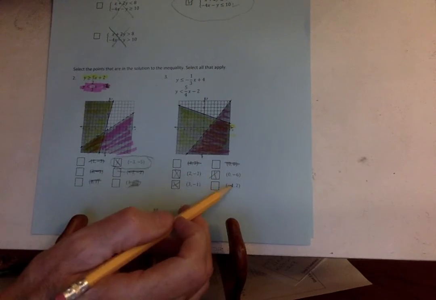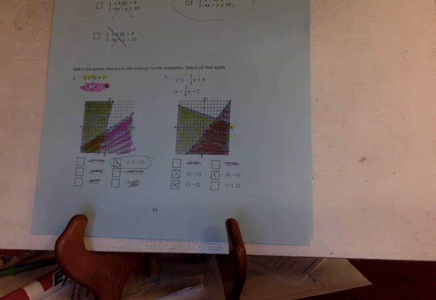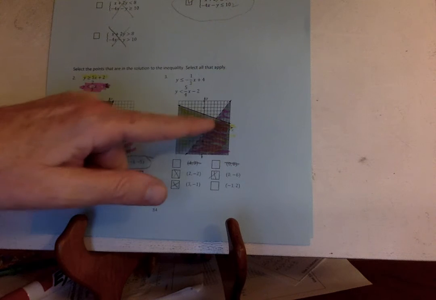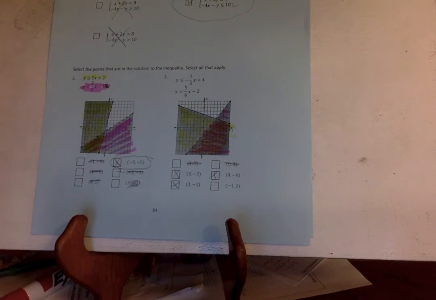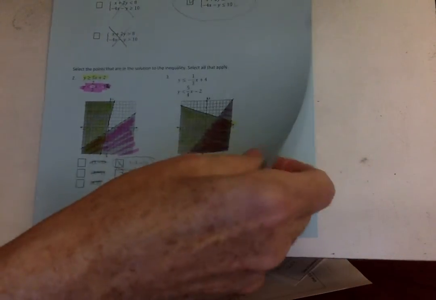-1, 2 is up there, that is not in both. So, those 3 would be our solutions. That would be solutions for both of those inequalities. Okay? Now let me go on to page 85.